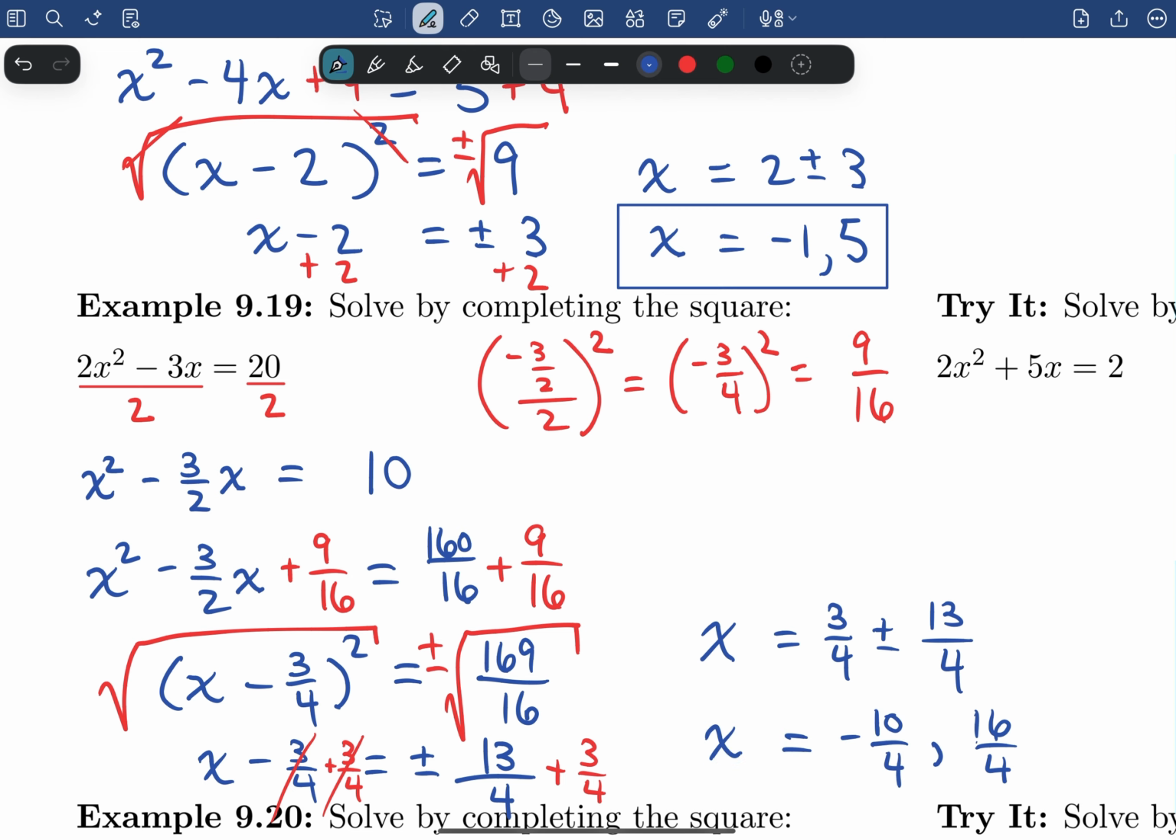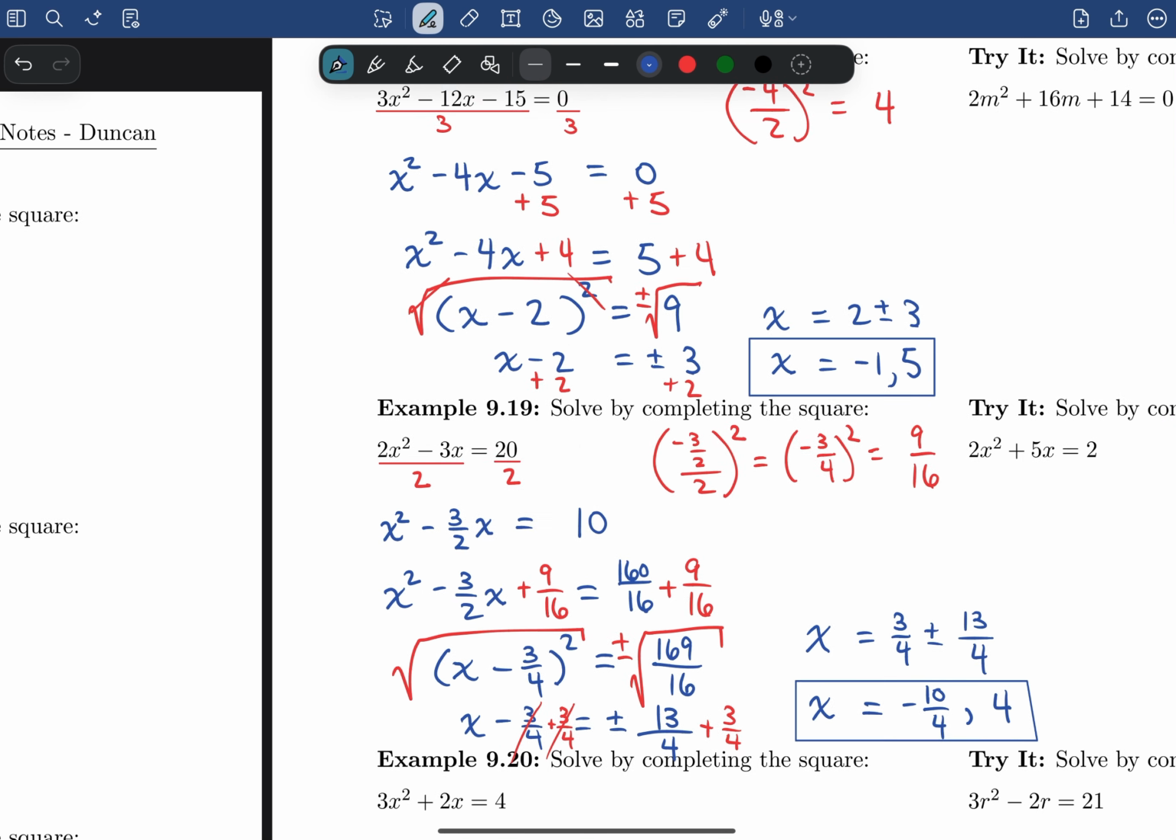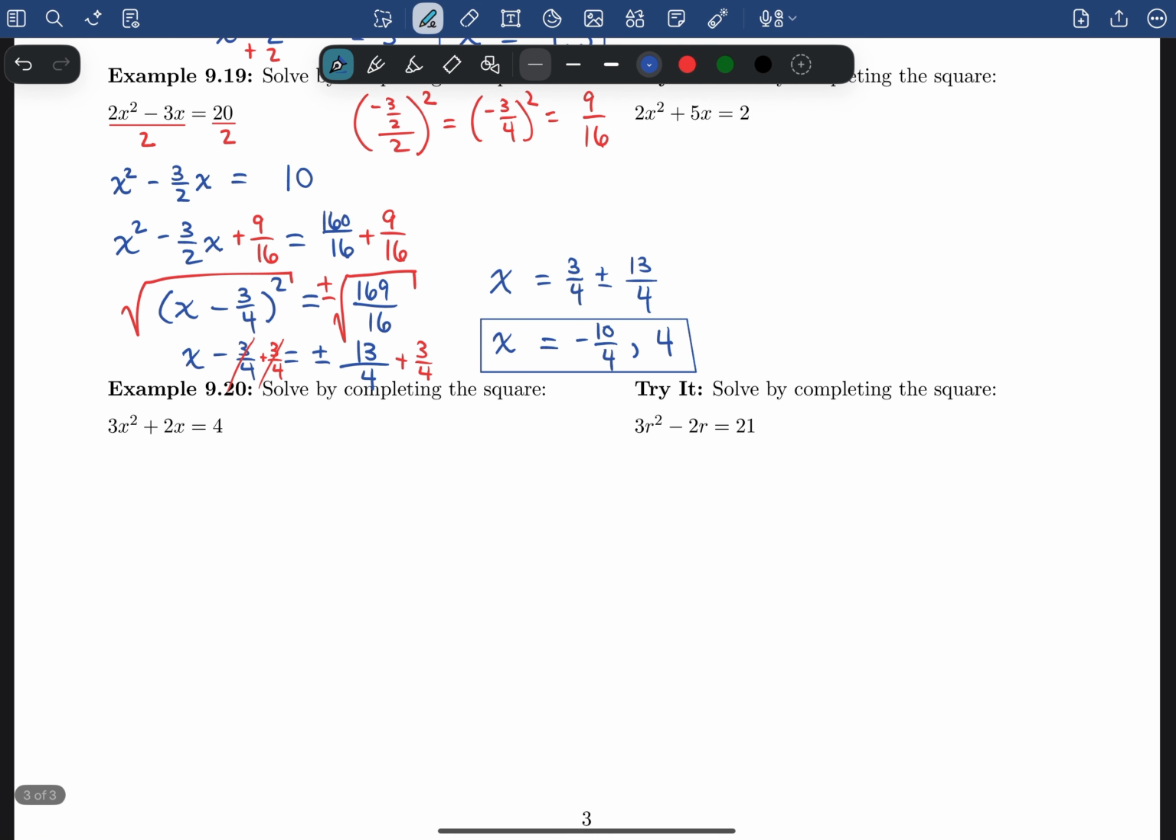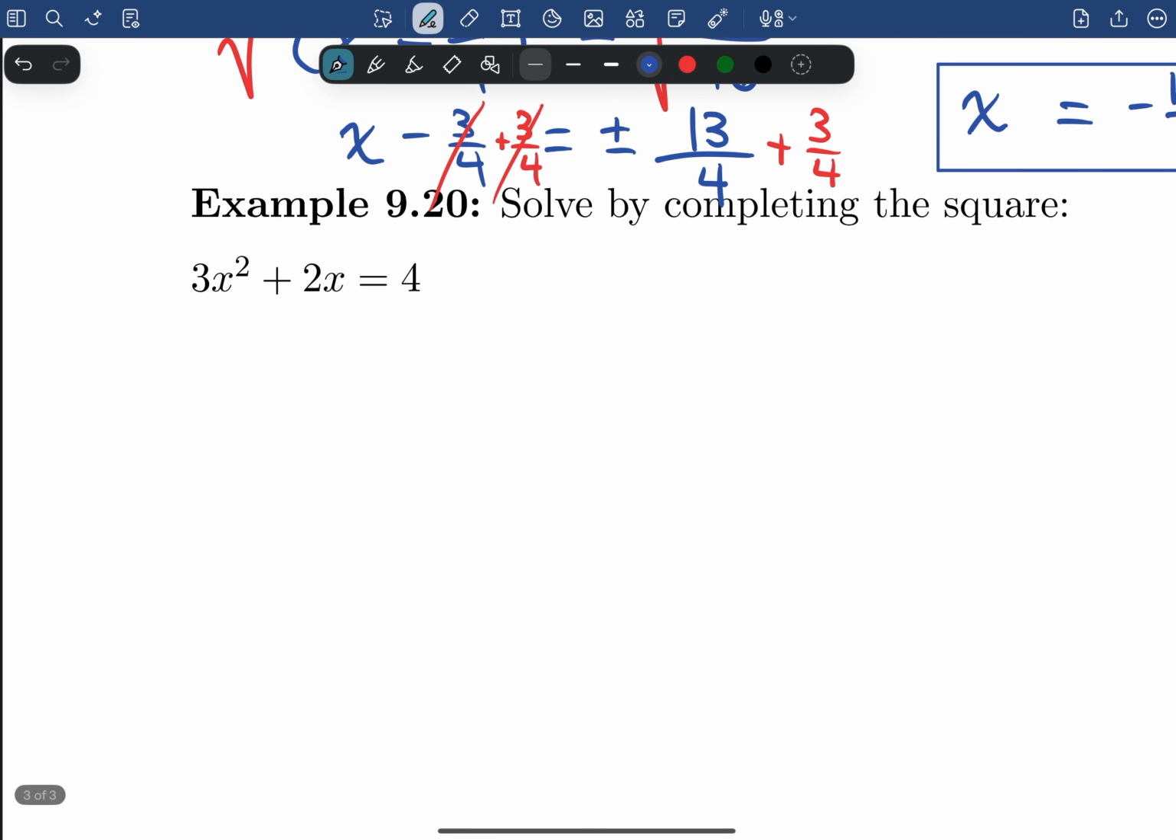But 16 divided by 4 simplifies. 16 divided by 4 is 4. So there you go. My two solutions are negative 10/4 and 4. All right, let's try this one more time for good measure. Congrats if you're still sticking around for this.